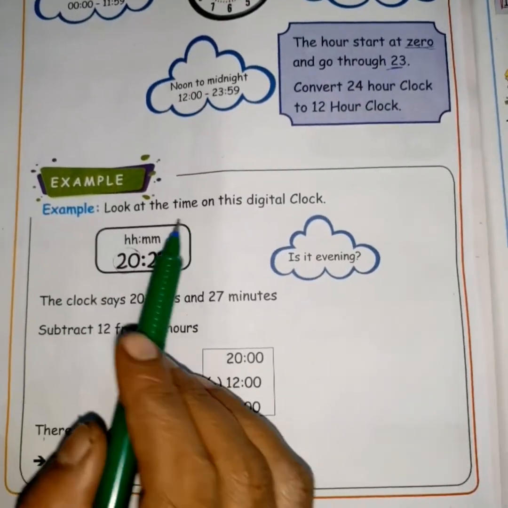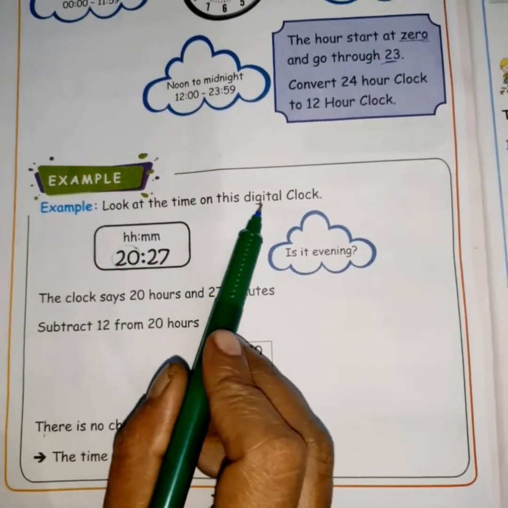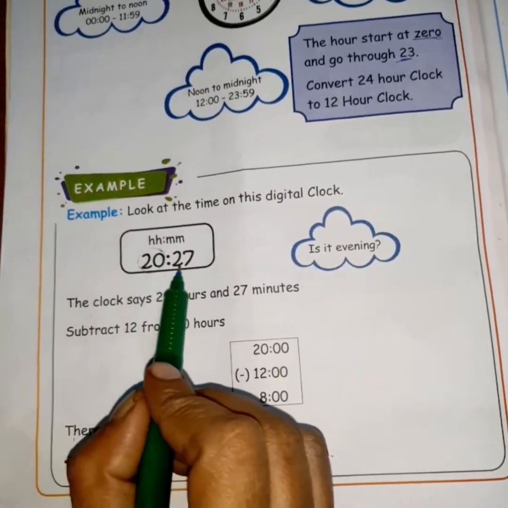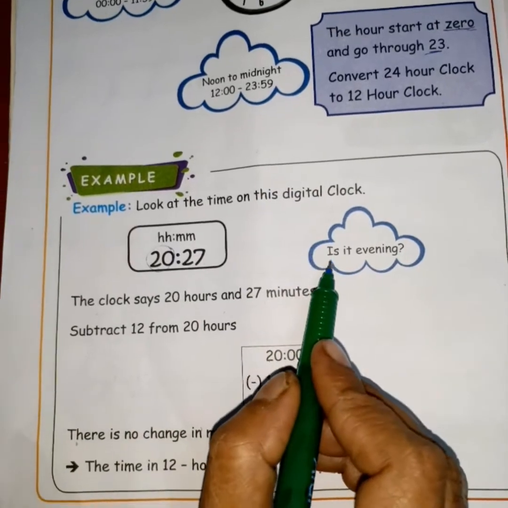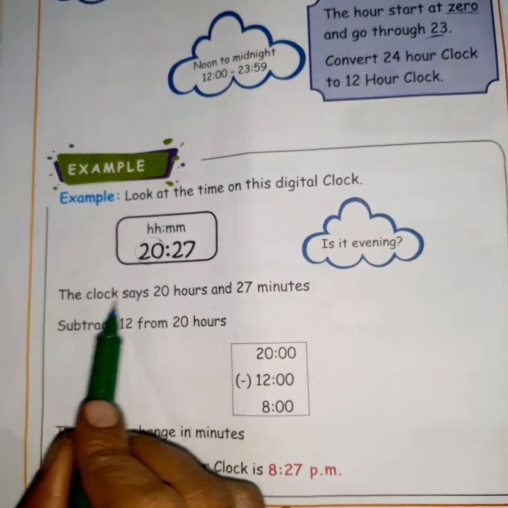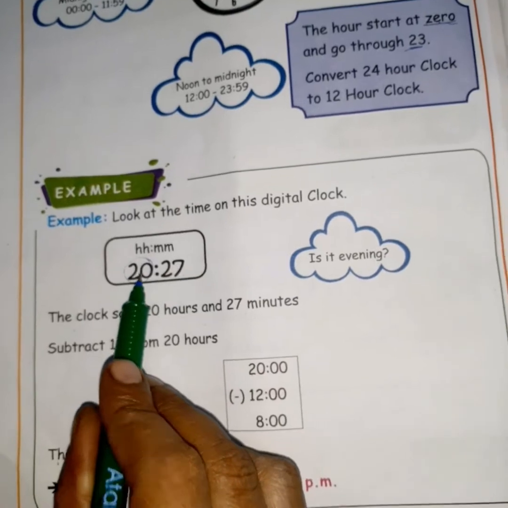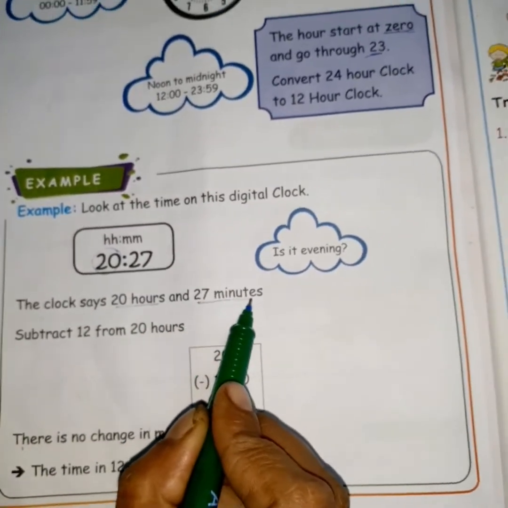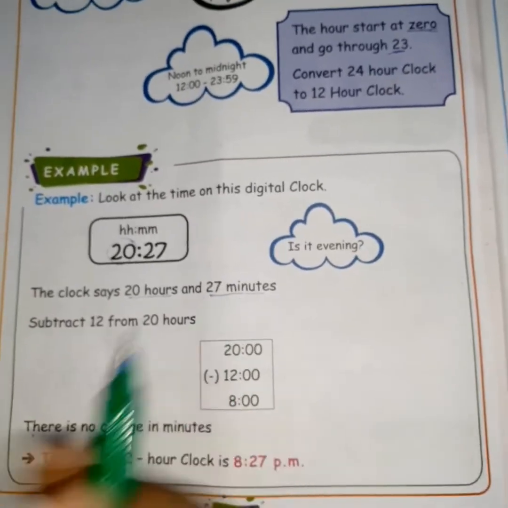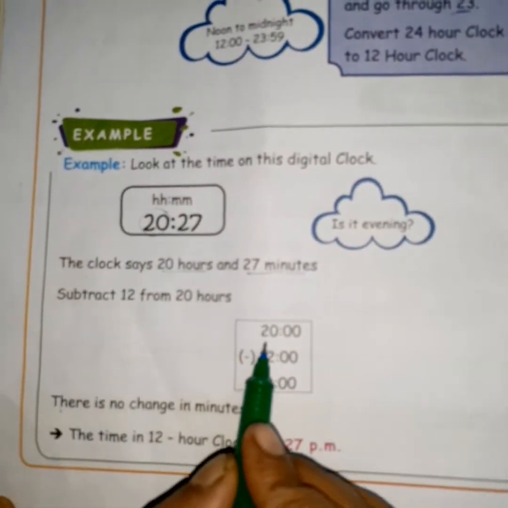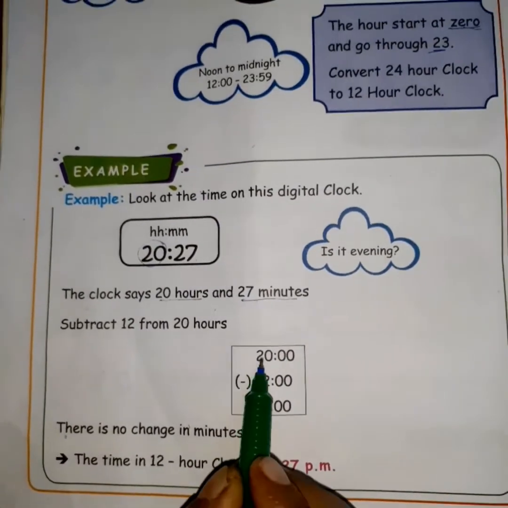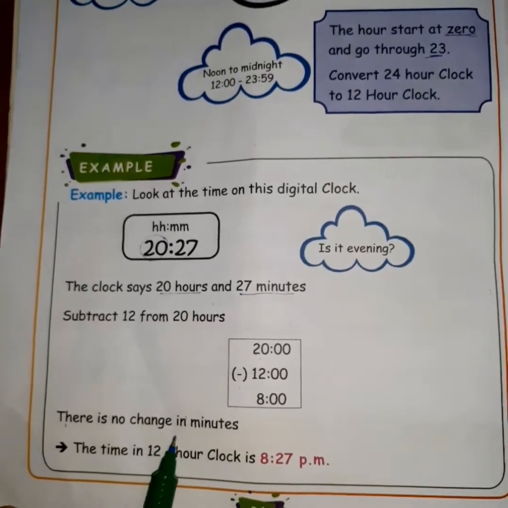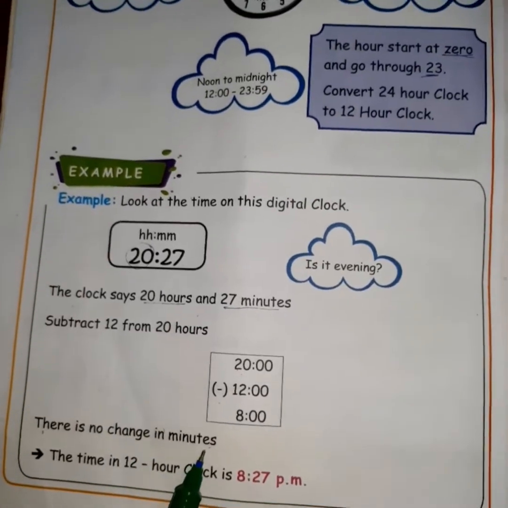One example is given. Look at the time on the digital clock: 20 hours 27 minutes. What's the question? Is it evening? The clock says 20 hours and 27 minutes. You mention the hour time: 20 minus 12. 20 minus 12 is equal to how much? 8. There is no change in the minutes.